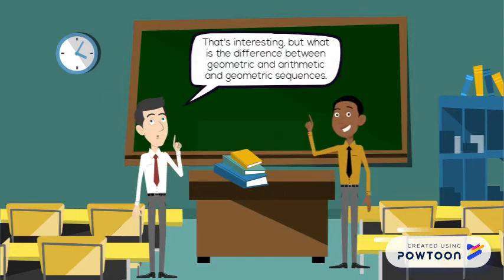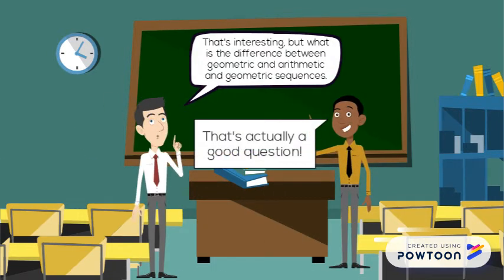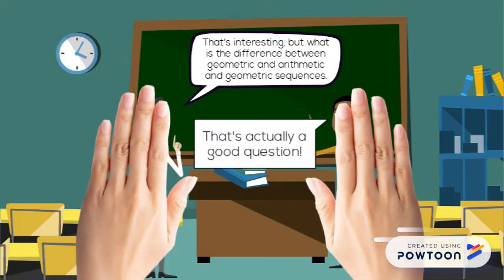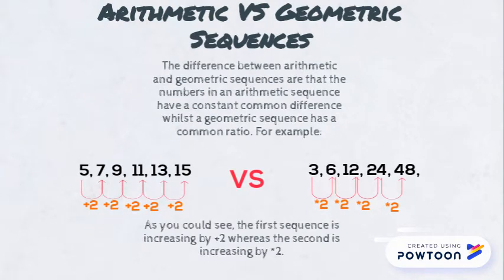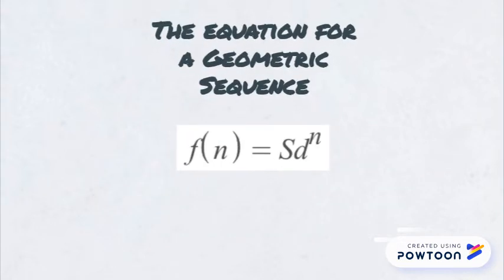That's interesting, but what is the difference between geometric and arithmetic sequences? Oh, that's actually a good question. The difference between arithmetic and geometric sequences is that the numbers in an arithmetic sequence have a constant common difference, whilst the geometric sequence has a common ratio. For example, look at these sequences. As you can see, the first sequence is increasing by plus 2, whereas the second is increasing by times 2. The equation for a geometric sequence is f of n is equal to s times d to the power of n.